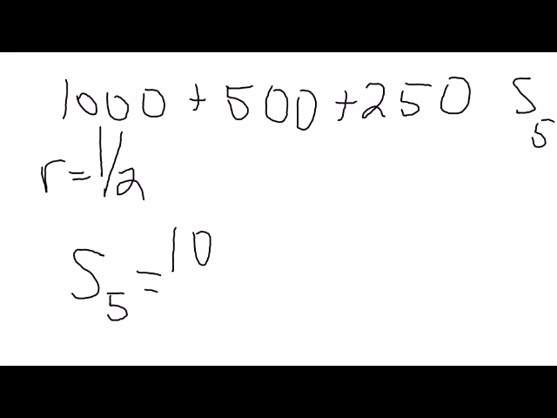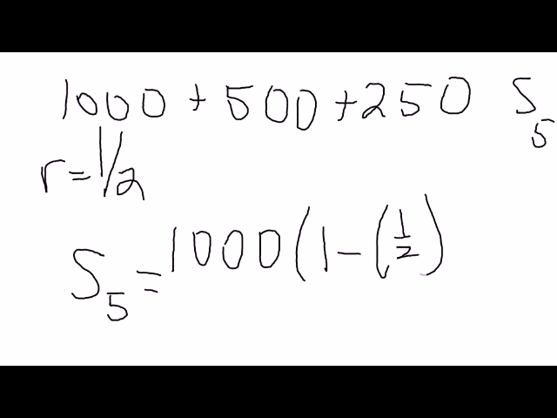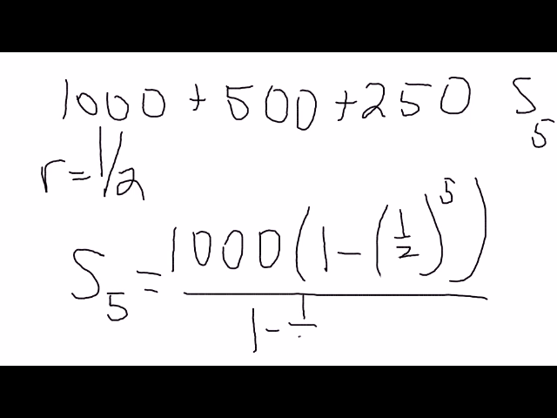So it's 1,000 times 1 minus the ratio to the power, so it's 1/2 to the 5th, all over 1 minus r, so it's 1 minus 1/2.